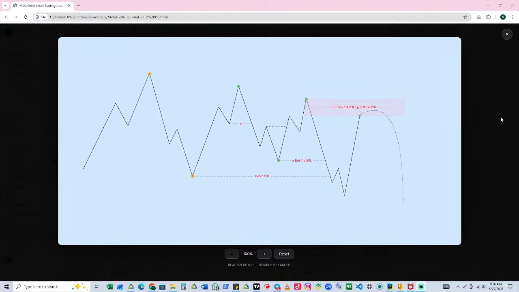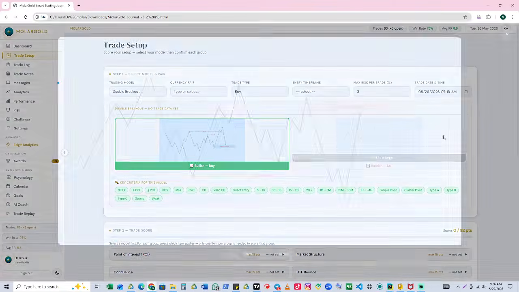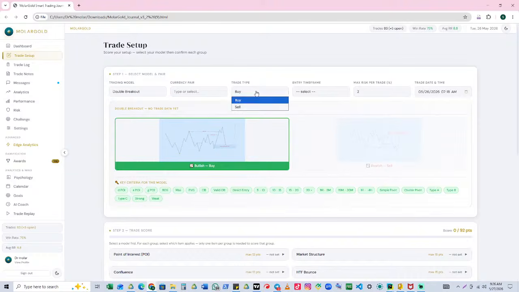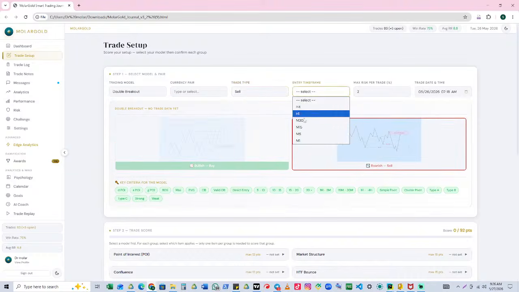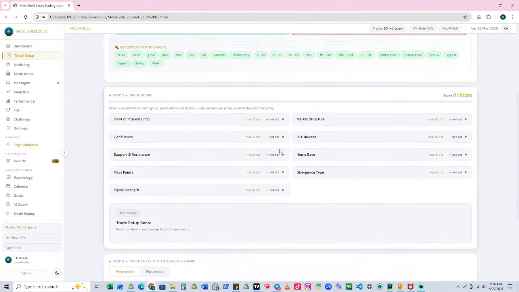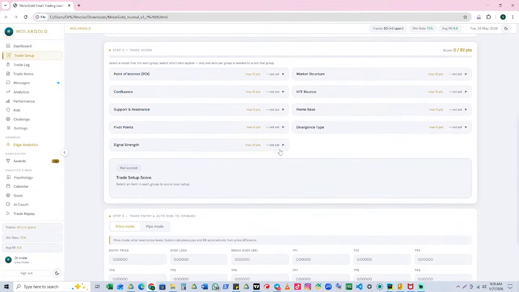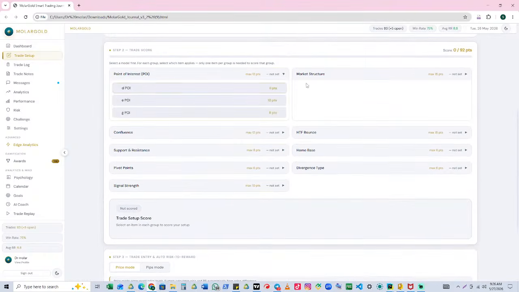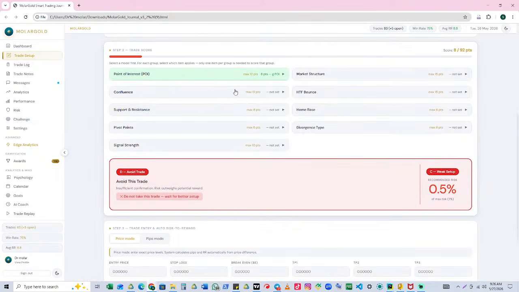So we have a bearish double breakout, and the setup is on the 5 minutes. So we have gold double breakout. Perfect. The POI that we are looking at currently is a GPOI. Confluence factors, valid OB.